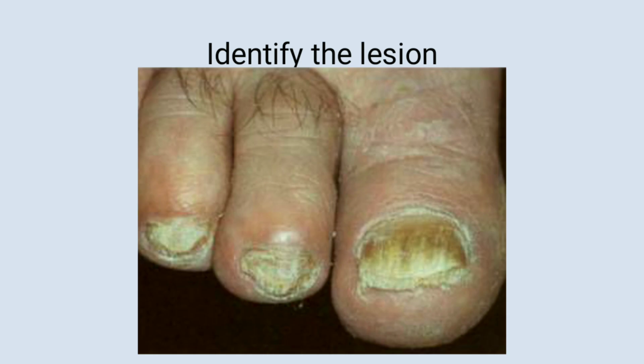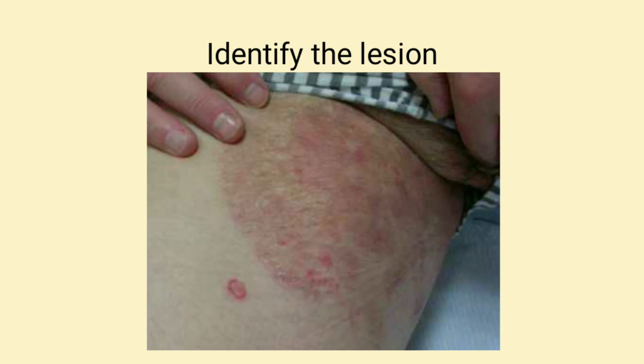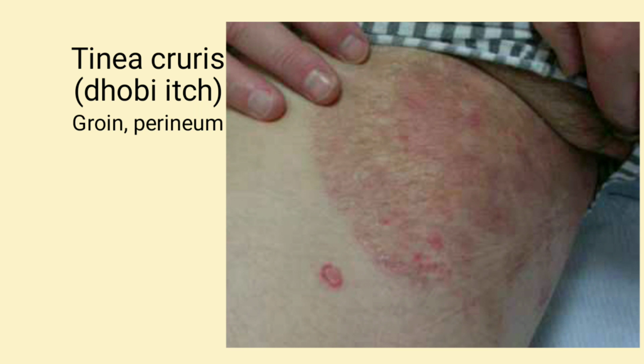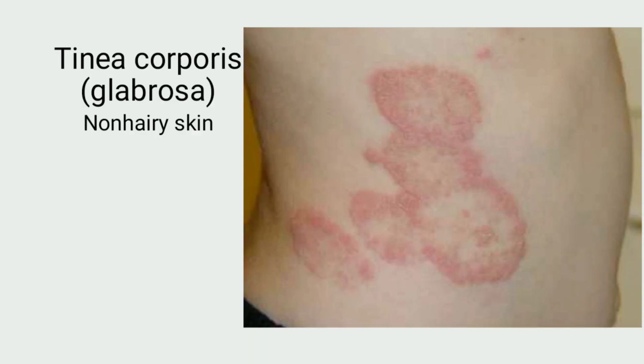Identify the lesion. This is Tinea unguium, fungal infection of nail plate. Identify the lesion. This is Tinea cruris or dhobi itch, fungal infection on groin or perineum. Identify the lesion. This is Tinea corporis or glabrosa, fungal infection of non-hairy skin.